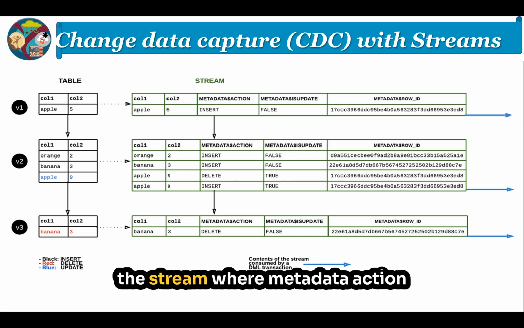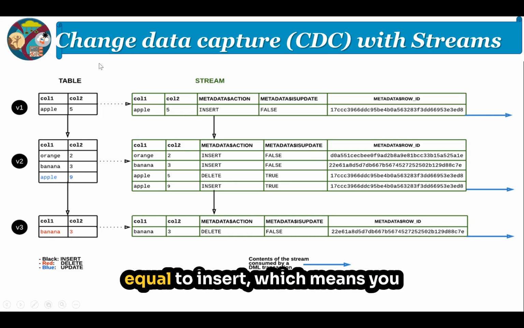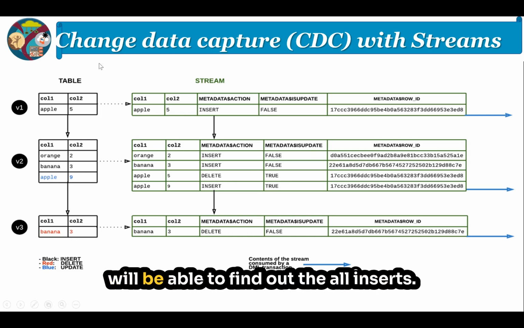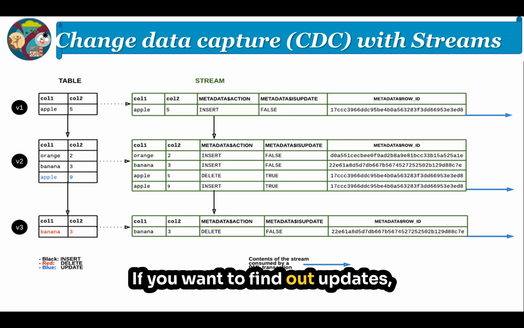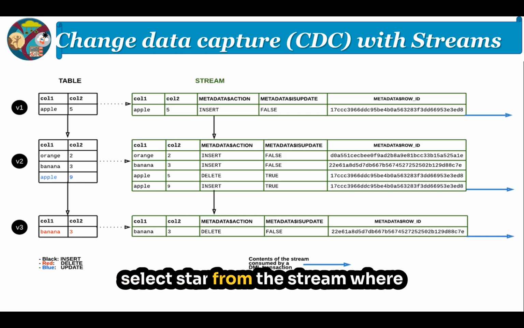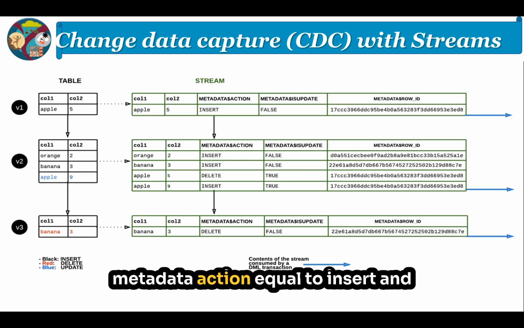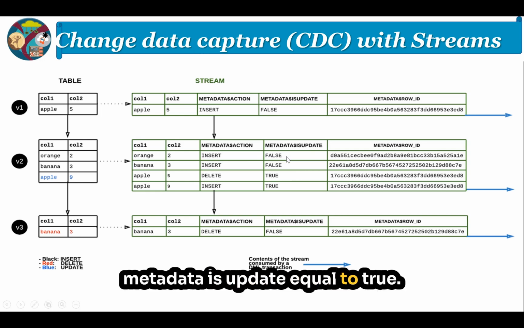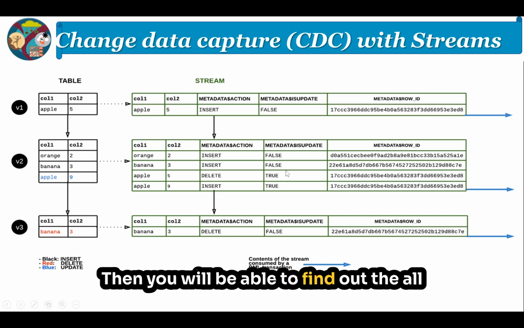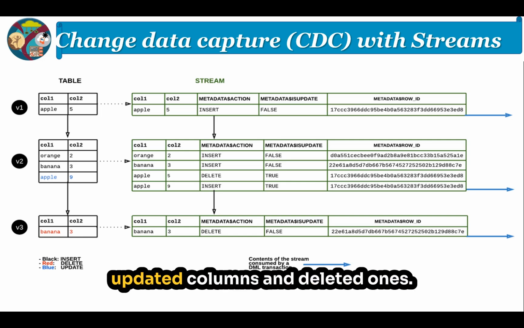Select star from the stream where metadata action equal to insert, which means you will be able to find all the inserts. If you want to find out updates, select star from the stream where metadata action equal to insert and metadata is update equal to true. Then you will be able to find all the updated columns.